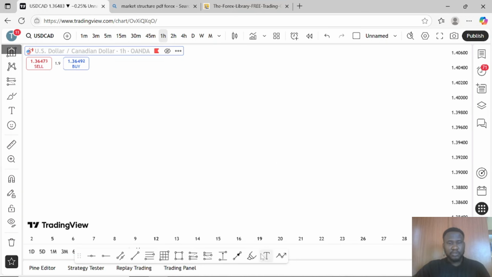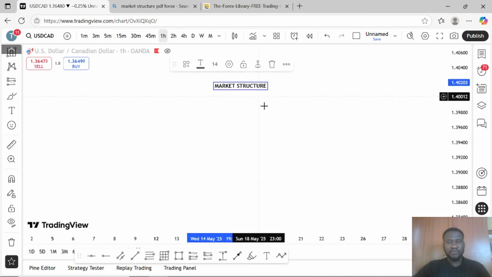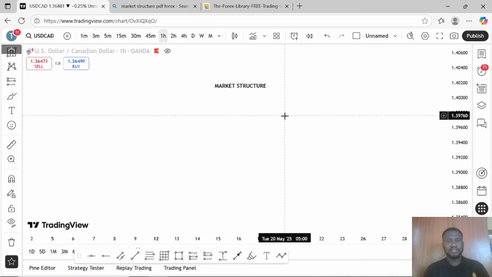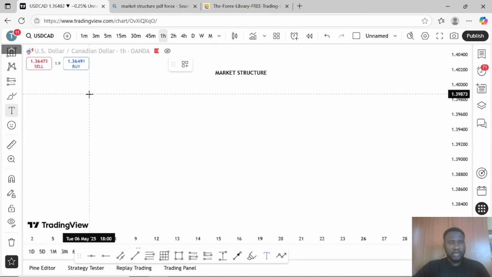When we talk about market structure, there are three things that we are looking at. That is the direction of the market, how the market is moving, on whatever time frame, be it from the daily to the entry time frame. Your entry time frame can be your 1 hour, your 45 minutes, your 15 minutes, your 1 minute, and so forth.